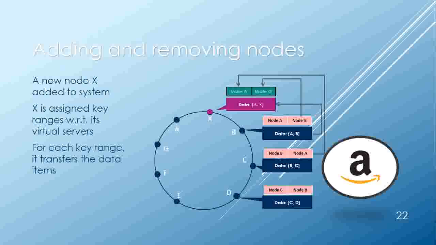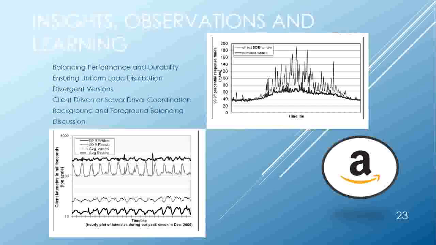Whenever there is an inactive node, it keeps checking and finally it is removed, and that node's work is shared between the other nodes. And when there is a new node, the new node takes responsibility from the previous nodes and shares the load of the other nodes. So it is vice versa. Moving on, these are the insights and observations from our learning.